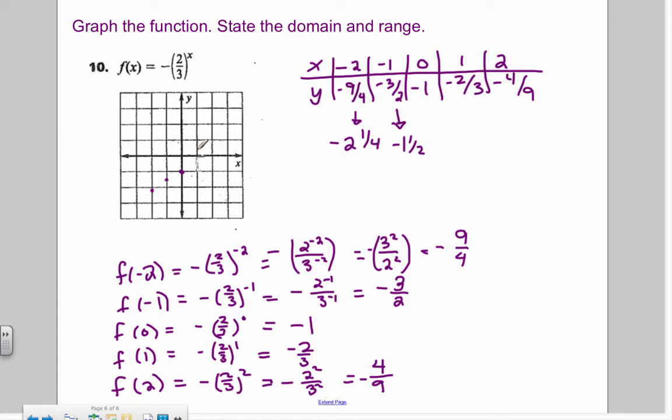And 1, negative 2/3. Negative 2/3 is going to be closer to negative 1. And 2 and negative 4/9. Well, 4/9 is less than half, so it's going to be about right here. I know you noticed we didn't have anything adding or subtracting outside here at the end of my function. So my horizontal asymptote remains y equals 0. So I'm going to go ahead and draw my curve upwards towards the line y equals 0.